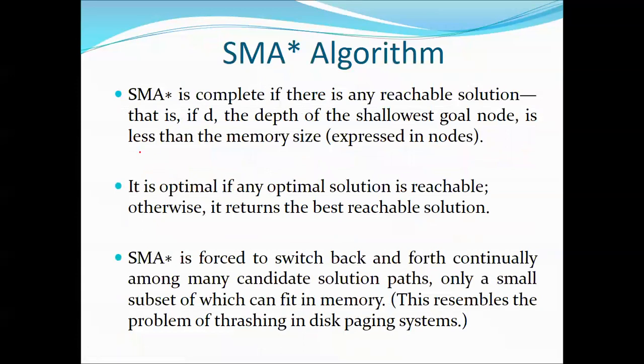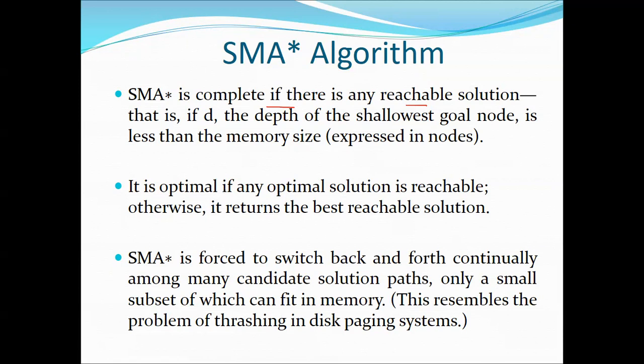Then coming to the SMA star algorithm, that is the simplified memory bounded A star algorithm. This SMA star is complete if there is a reachable solution. So what is SMA star? SMA star will simply run the A star algorithm until the memory becomes full. Once the memory becomes full, it will remove the worst leaf node. If there is more than one worst leaf node, then the newly generated leaf node will be kept and the oldest node will be removed. So that is how basically it works.